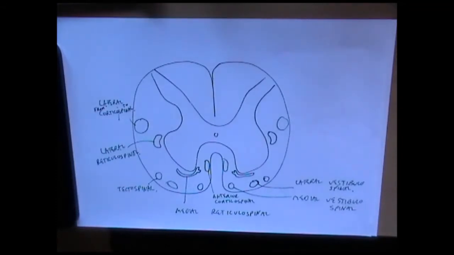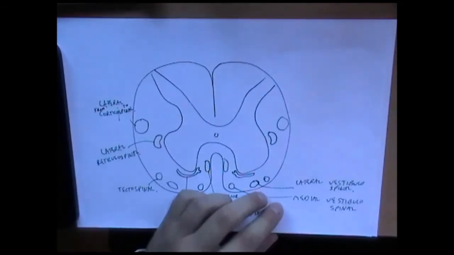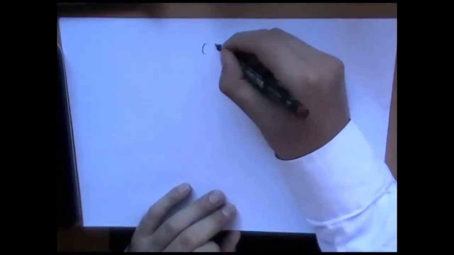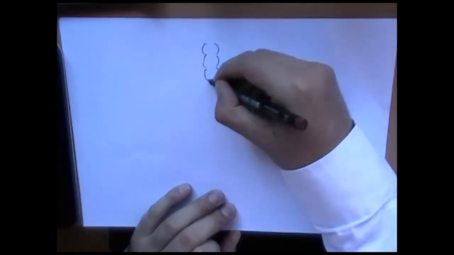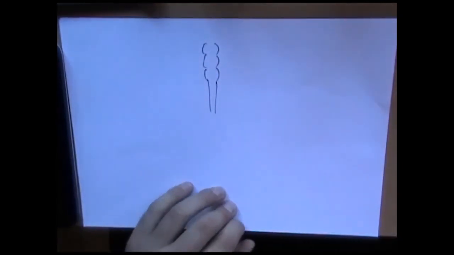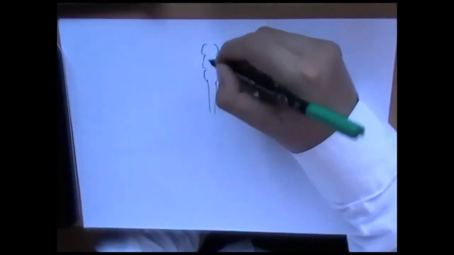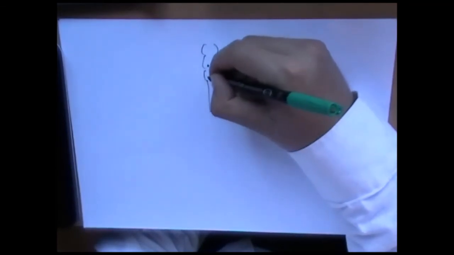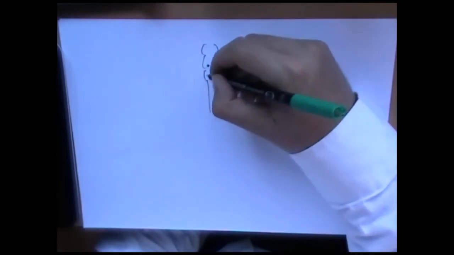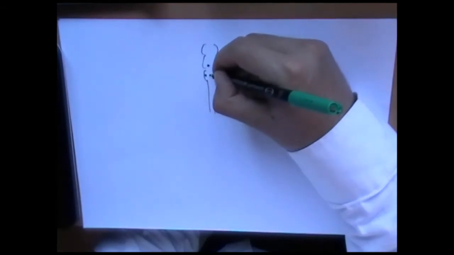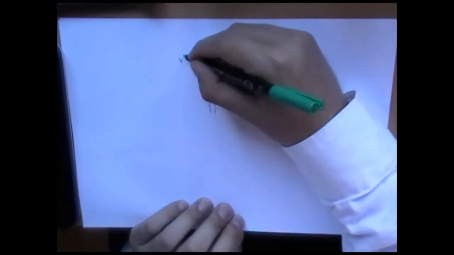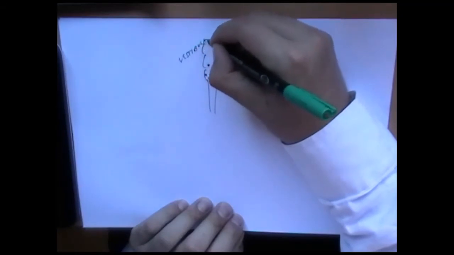And if we divide the name, we already know that it's coming from the vestibular nuclei of the brain stem. So let's draw a brain stem: midbrain, pons, medulla oblongata, spine. And in our brainstem, we have four vestibular nuclei. We have the superior vestibular nuclei, the lateral, medial, and inferior vestibular nuclei.